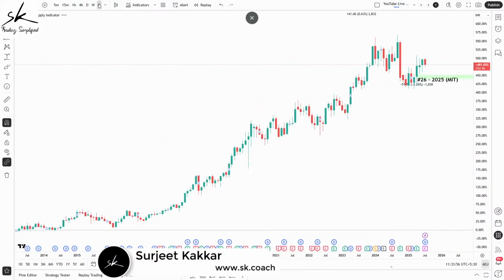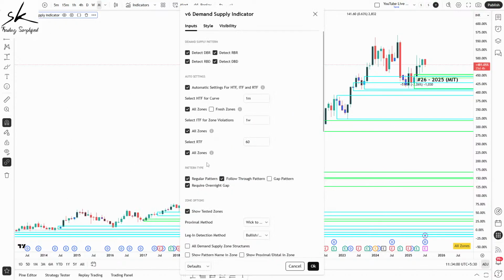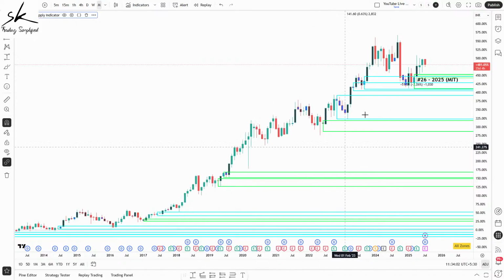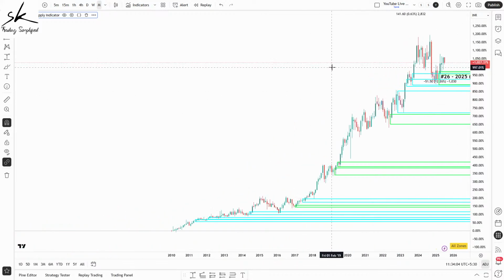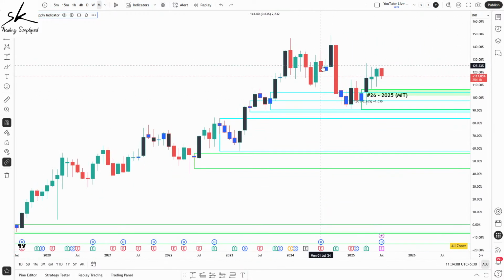Now, talking about location, if I go to the monthly, even though you can see I have my automatic settings enabled, you might say, okay, then why is the indicator not plotting the curve for us? And the reason for that is that to draw the curve, we need both demand as well as the supply area. So we do have demand, but we don't have supply. So that is the reason the indicator cannot do the curve analysis unless and until we have both of them.